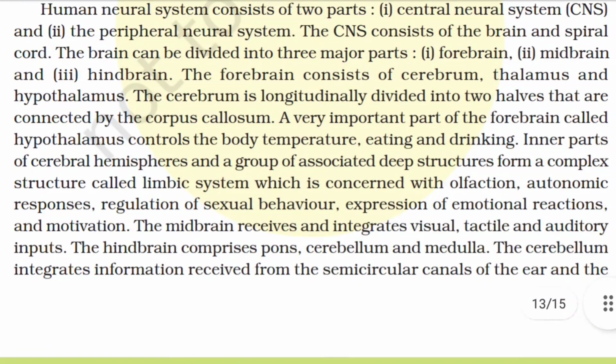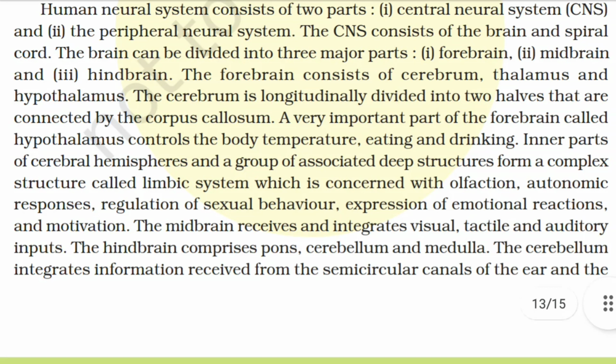The human neural system consists of two parts. First, the central neural system, that is CNS, and second, the peripheral neural system, that is PNS. The CNS consists of the brain and spinal cord. The brain can be divided into three major parts. Part 1, forebrain, second, midbrain, and third, hindbrain.